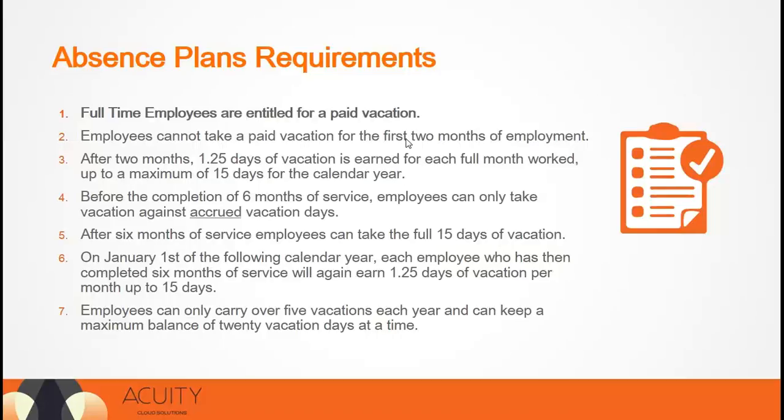Before the completion of 6 months of service, employees can only take vacation against accrued vacation days. After 6 months of service, employees can take the full 15 days of vacation. On January 1st of the following calendar year, each employee who has then completed 6 months of service will again earn 1.25 days of vacation per month up to 15 days. Employees can only carry over 5 vacation days each year and keep a maximum balance of 20 vacation days at a time. Again, these are the specific things that we have seen implemented as a vacation plan.